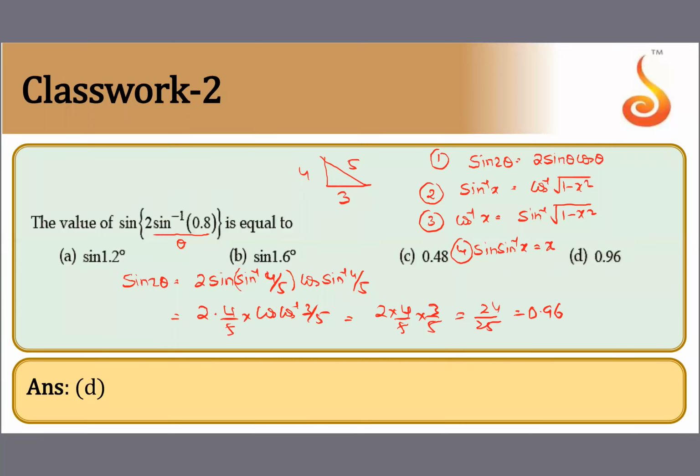Okay, we have used the 4 formulas. I'll repeat. Sin 2 theta is 2 sin theta cos theta. Sin inverse x is cos inverse under root of 1 minus x square. Cos inverse x equal to sin inverse under root of 1 minus x square. Fourth one, sine of sin inverse x is equal to x. Similarly, fifth one also you write down: cos of cos inverse x equal to x. Both hold when x lies between -1 to +1.